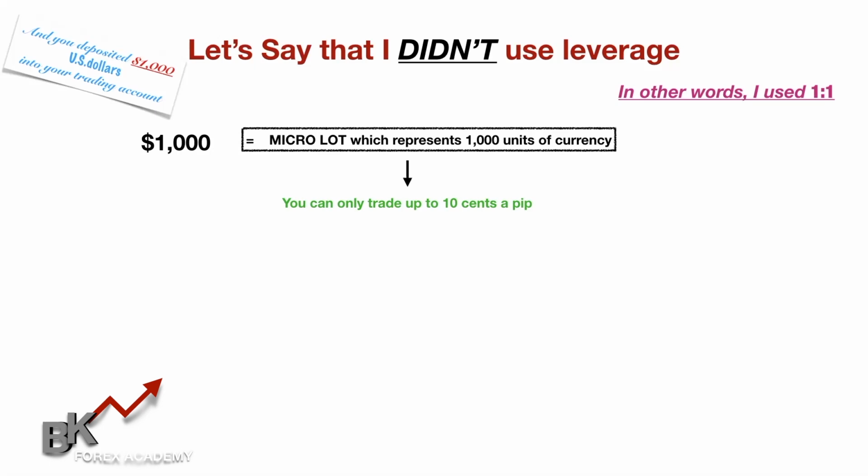because they can trade more than 10 cents a pip. If I want to trade 10 cents a pip and then I look into another currency pair and want to trade something else, maybe 20 cents a pip, I can do that if I use leverage. But if I didn't and I only had $1,000, I can trade no more than 10 cents a pip. Let's break it down further.